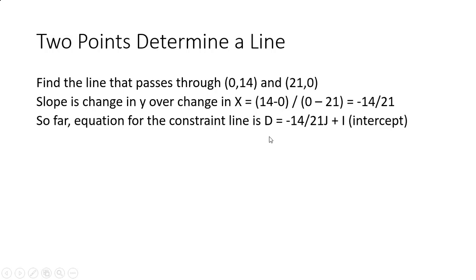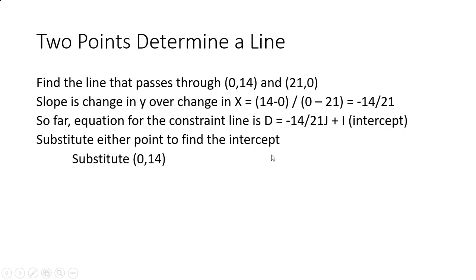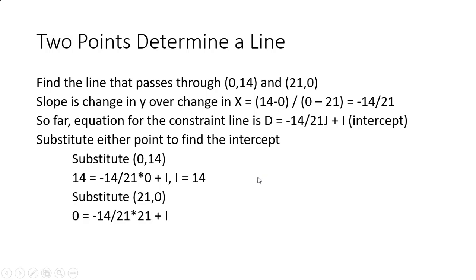So we're going to do the same thing. We'll substitute either 0, 14 or 21, 0. I'm going to substitute both just to show you that it comes to the same number, but you don't have to substitute both. One or the other would be fine. So first I'll substitute 0 and 14. That's going to be extremely easy. So I get 14 equals 14 over 21 times 0. That term drops out. So basically 14 equals I. So I equals 14. Our second one will substitute 21, 0.